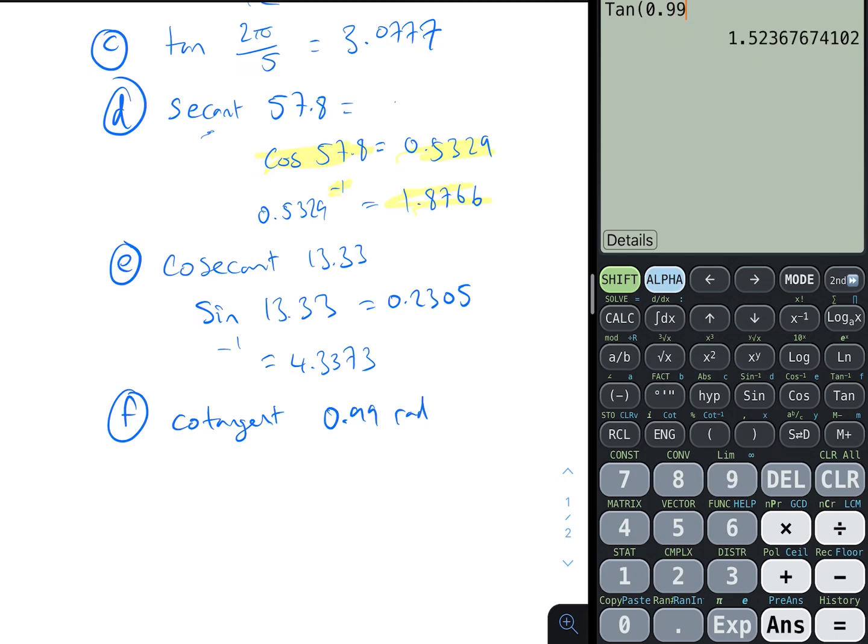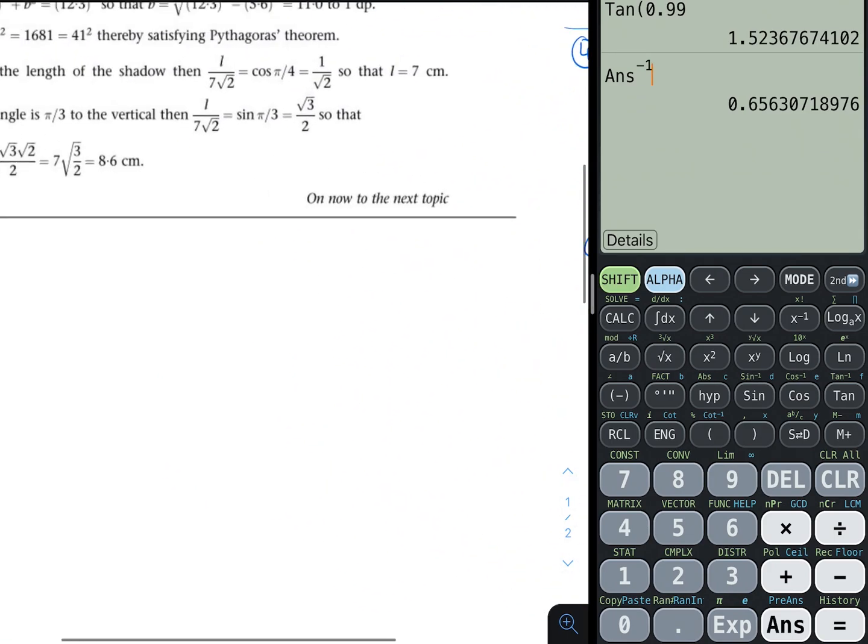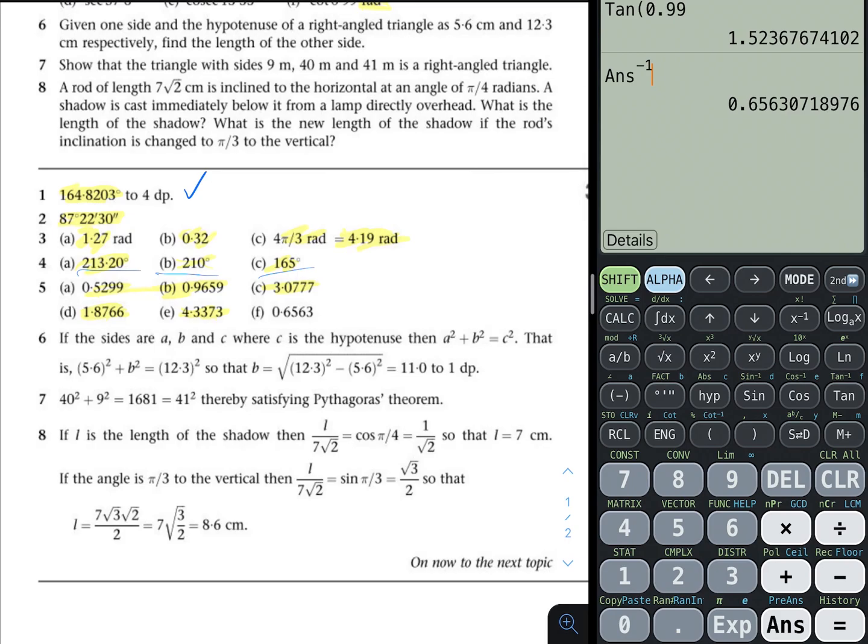Put that into radian mode. Right. So that equals 1.5237. You round it up. Then you put that to the power of minus 1, and it gives us 0.6563. Take our answer. Nice. Cool. So got all of that right.